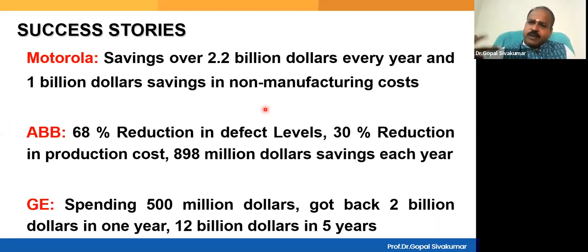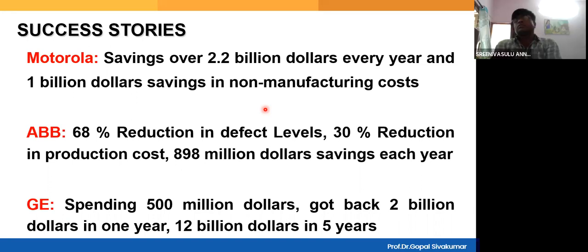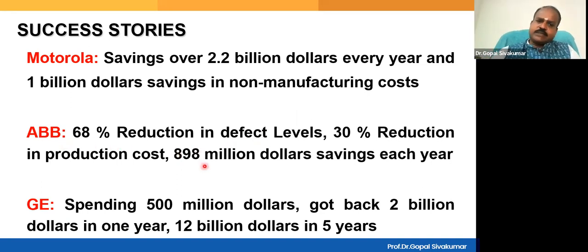So you can apply these principles in any scenario, right? It need not necessarily be a product. It can be in a service. It can be in a financial transaction. It can be in your report. For the finance department, a report having 100 mistakes, I will call it 100 defects. Am I correct? Yes. So that's how Six Sigma finds application, right? ABB: 68% reduction in defect level, 30% reduction in production cost, and leading to $898 million saving each year.